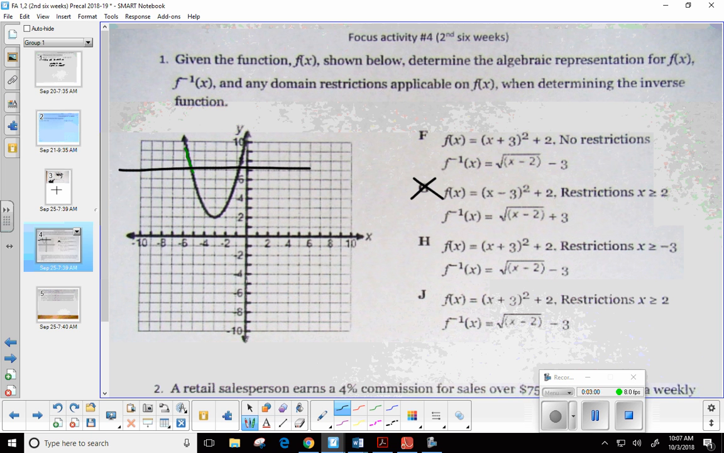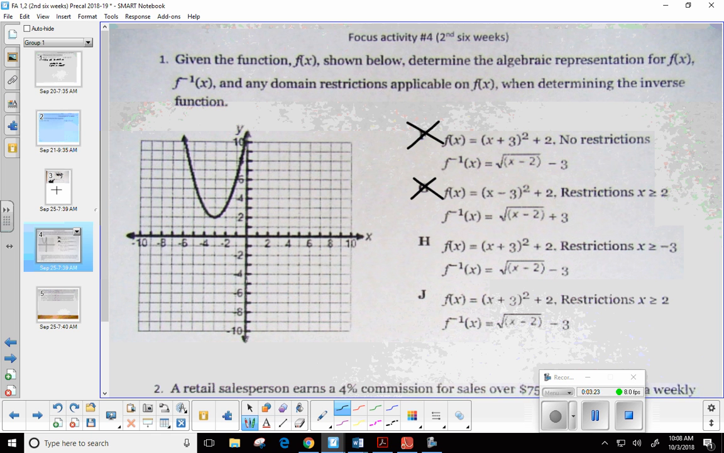Now, if he was 1-to-1, we don't have to worry about any restrictions. We don't have to do a thing. We find the inverse and we're done with the problem. But the fact that he's not 1-to-1, I have to restrict him in some way because I want to guarantee that inverse is a function. So knowing that, does that help me eliminate any answers? F, because that one says no restrictions. Well, we know we have to restrict it in some way.